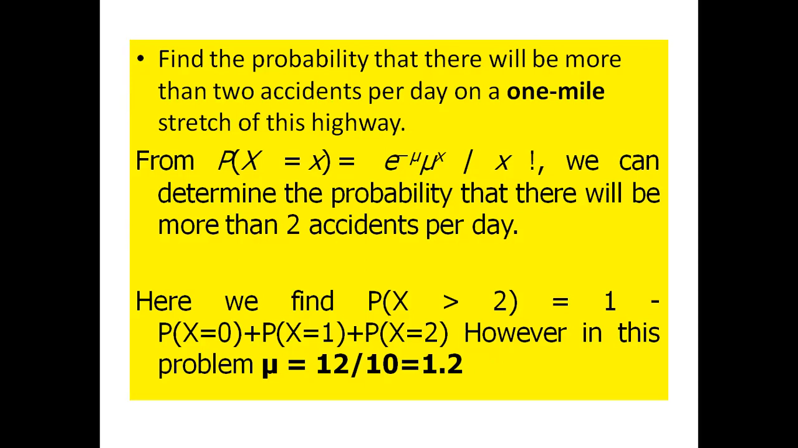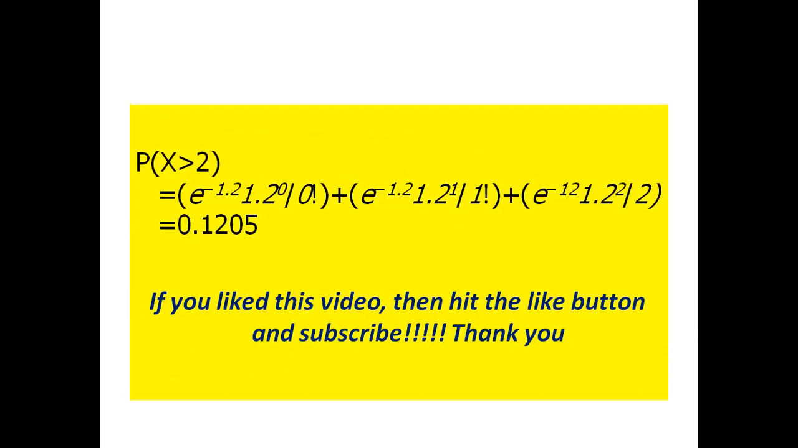However, in this problem, our mean changes because we want to get the number of accidents on a particular day on a 1-mile stretch of the highway. Remember, 12 was the initial mean for a 10-mile stretch. So if you want to get the mean on a 1-mile stretch, I'll get 12 over 10, giving us our mean of 1.2. So it's this mean which we are going to use on this problem to come up with the probability that there will be more than 2 accidents. Remember, your x values, that is 0, 1, and 2. So the probability of x greater than 2 will equal that.